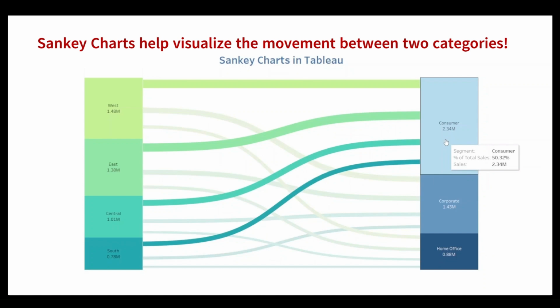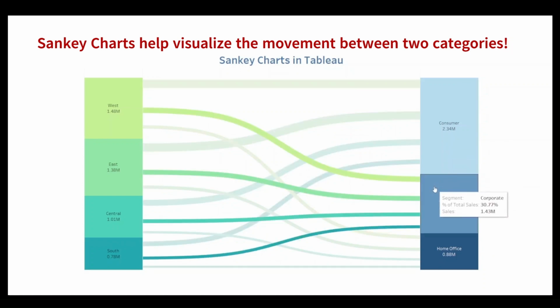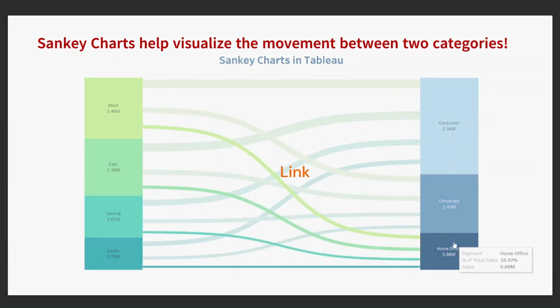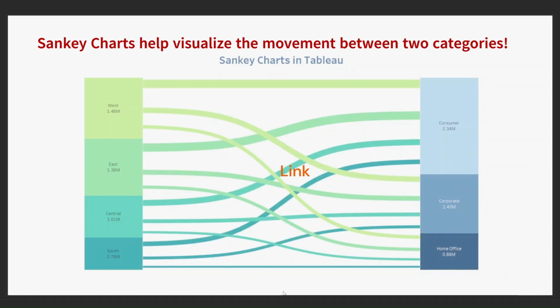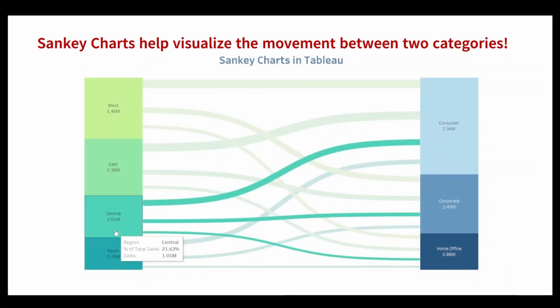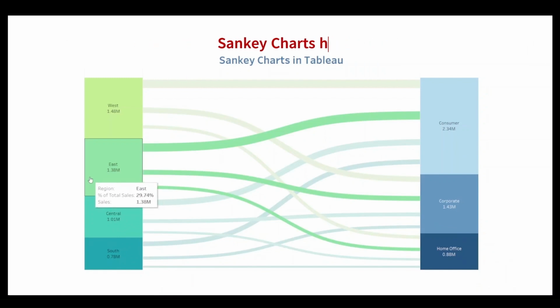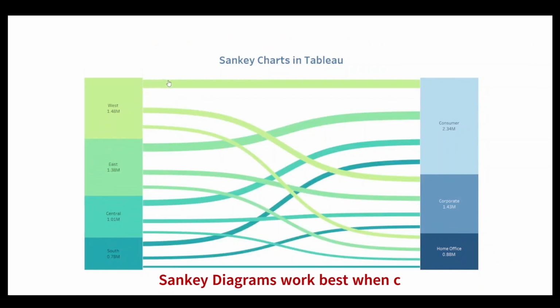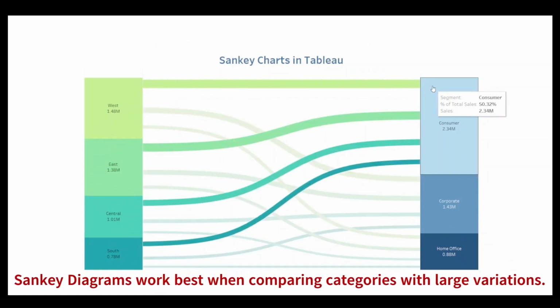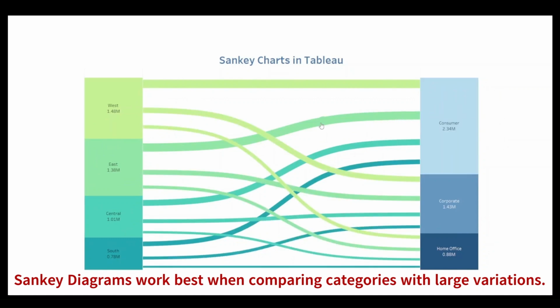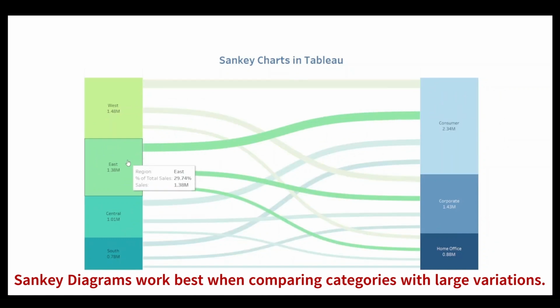The flow itself is represented by a curved path called the link. The width of the flow or link is proportional to the amount or quantity of the flow. These diagrams are particularly effective for illustrating distribution of material, cost, or energy flow.